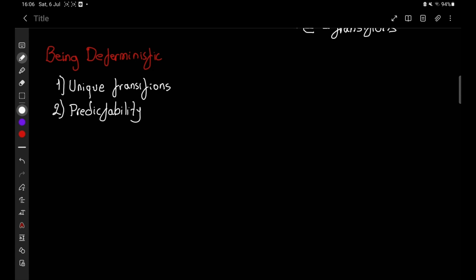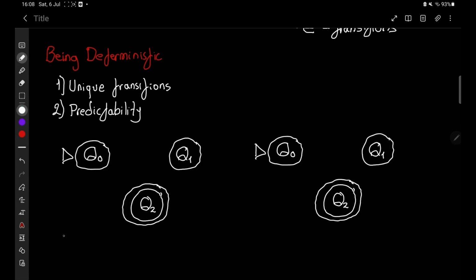Let's draw an example. Let's say we have states Q0, Q1, and Q2. If it is deterministic, then for each input, let's say for input 0, it should go to exactly one specific state. So for 0, it should go to Q1, let's say. And the same for Q1, it should go to one specific state.